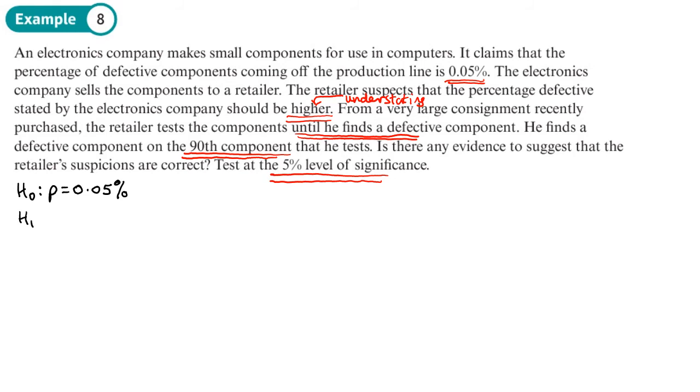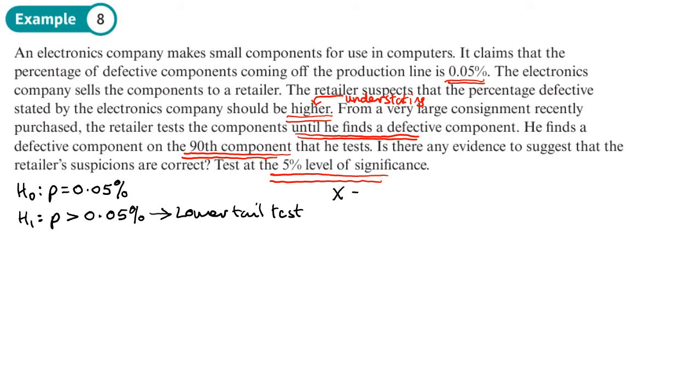Now since they suspect they are understating the claim, they think the percentage should be higher than 0.05%. Now remember what that means. If it's greater than, we actually do a lower tail test. So when you do this question, you might want to write that down to remind yourself that it's a lower tail test.